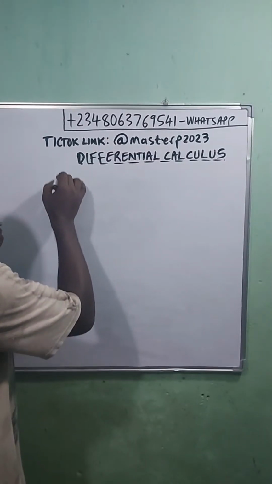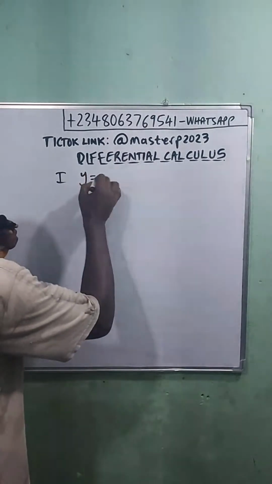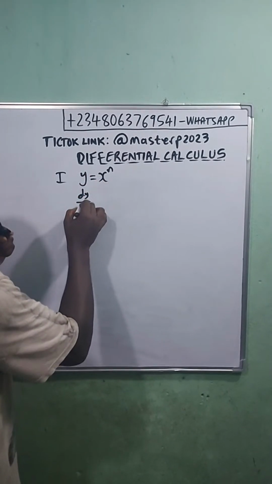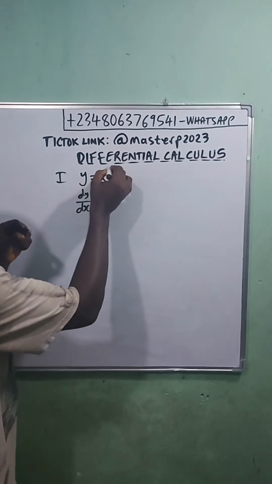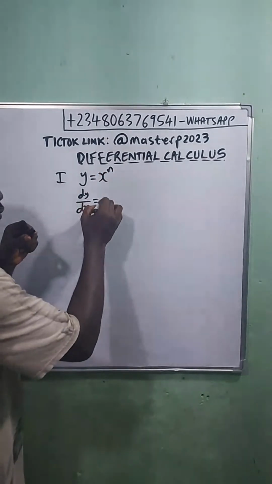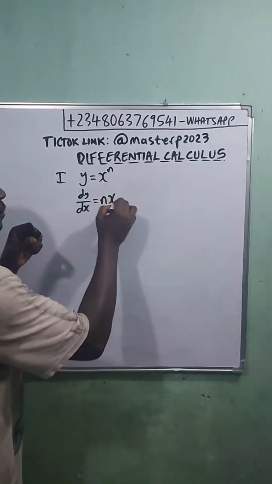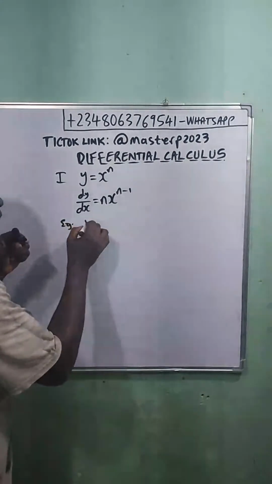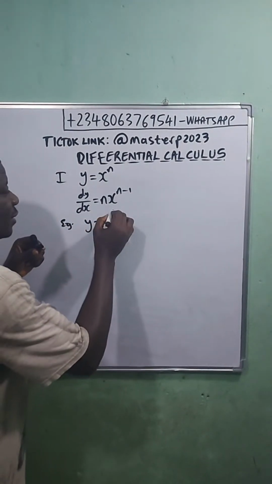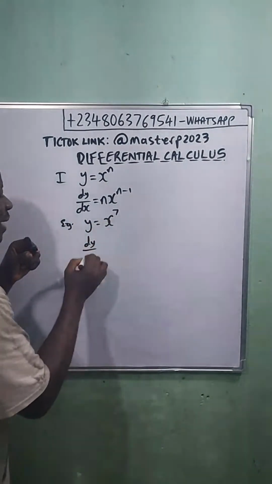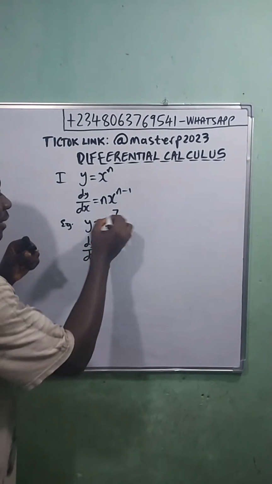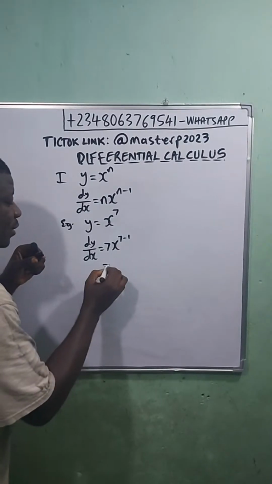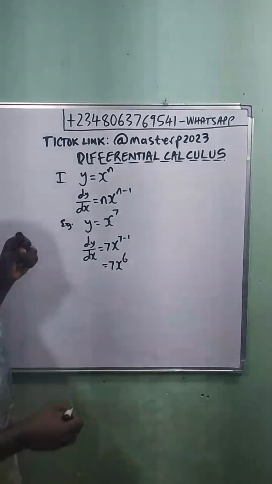If we have a function like y equals x raised to the power n, dy by dx simply means this power here, this n, you bring it down, you recopy the function, then subtract 1. Which means if I have y equals x raised to the power 7, dy by dx will be: I bring down the 7, recopy the x, minus 1. So this will give me 7x to the power 6.